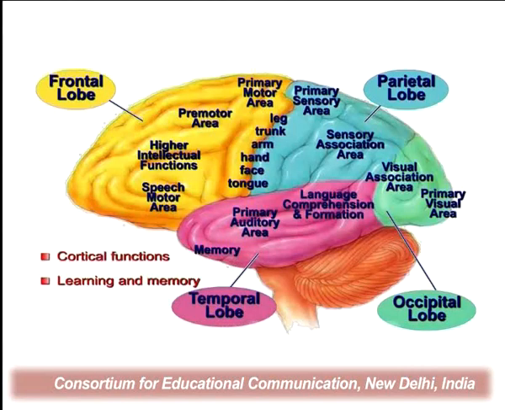Here we can see the functioning of all these lobes. So we can see the frontal lobe, parietal, occipital and temporal, and we can see the different functions also, like in the frontal lobe we can see speech, premotor and primary motor activities. These are all the functions which these lobes do.